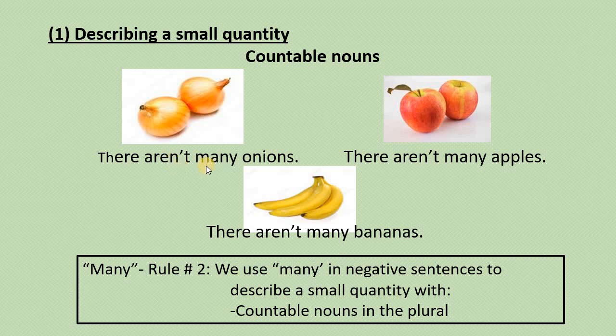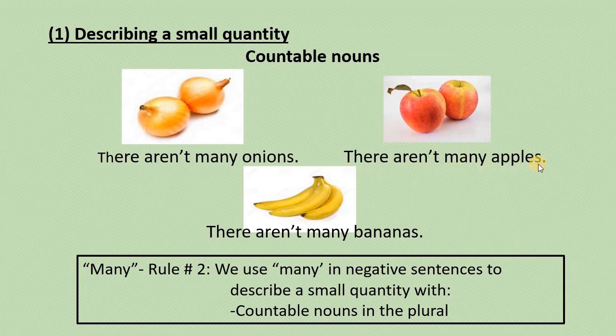The noun is in the plural, so we put the countable noun in the plural form, and the verb, which is are, is in the plural form. This is the third person plural of the verb to be, and this is obviously in the negative form because we add not after the verb to be, are. Okay, guys?